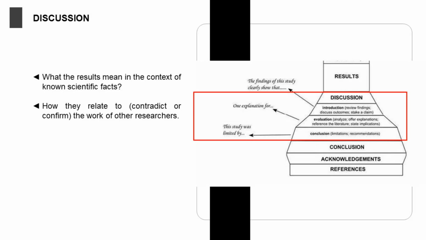If the results don't align with previous studies, the authors will suggest possible explanations, such as differences in methodology or sample size. The authors may also point out limitations, flaws in their study, or areas where future research is needed. This is a valuable aspect that encourages critical thinking.